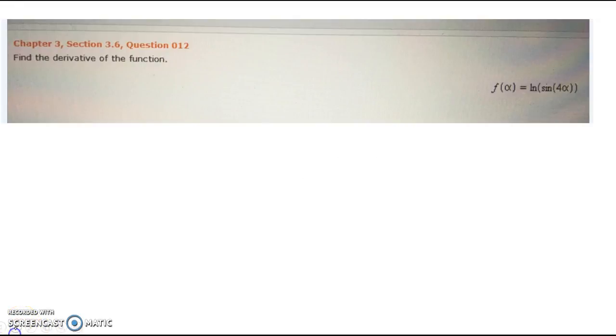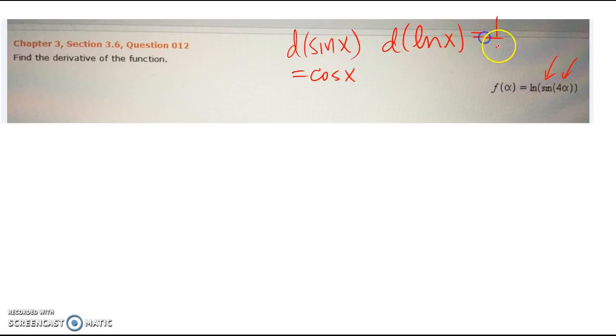All right, problem 1. We want to take the derivative of this function. Notice we actually will use the chain rule twice. Once there and once there. And keeping in mind that the derivative of sine of x equals cosine of x, and the derivative of the natural log of x equals 1 over x.